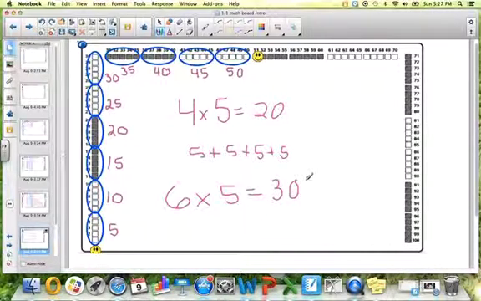How easy is that? All right, guys, so there was a little bit on how to multiply by 5's, and you guys are 5 multiplying geniuses now. So I will check you later.